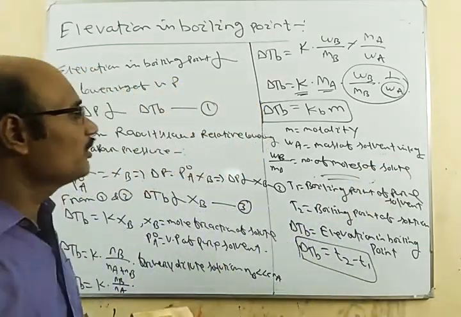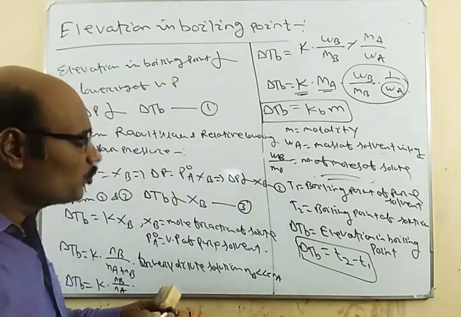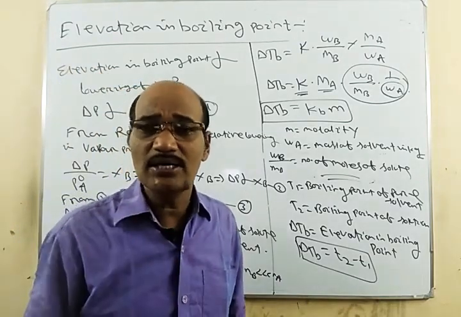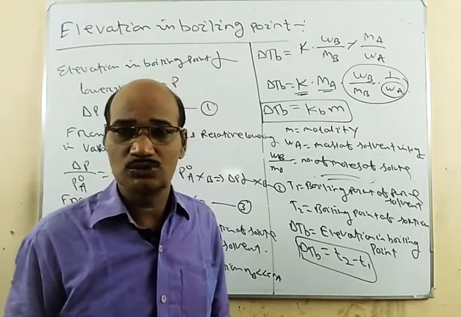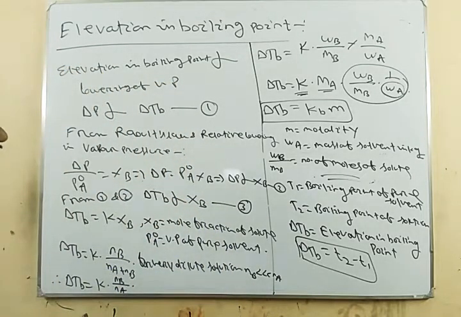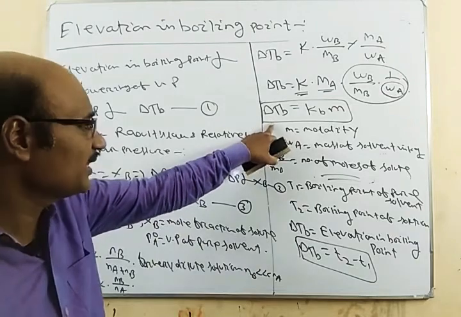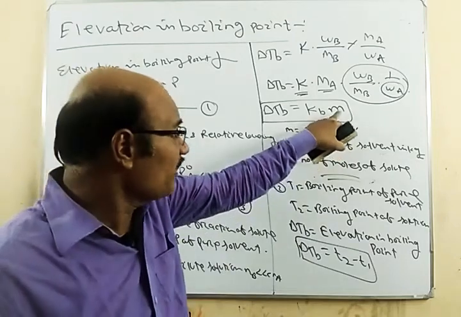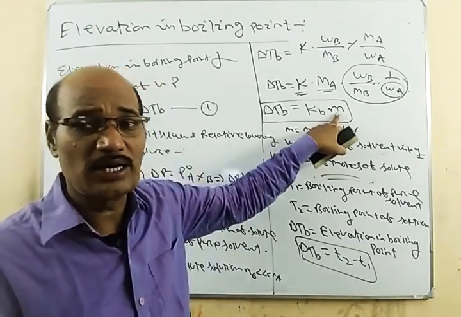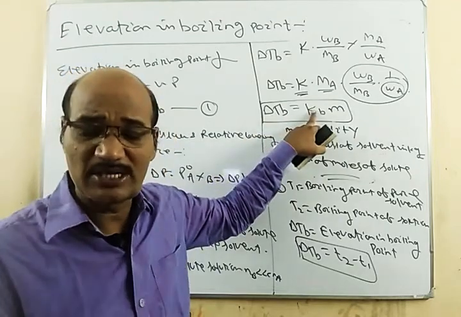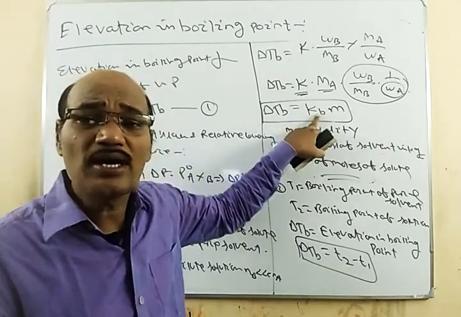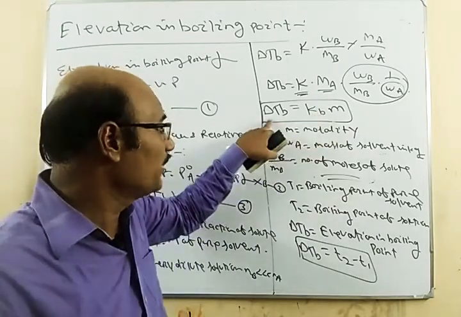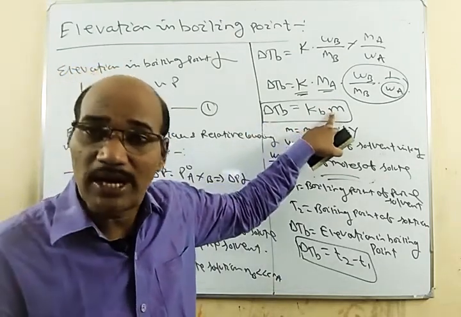Okay, so here delta TB equals Kb into m. This Kb is called what? Molar elevation constant or ebullioscopic constant. This is how you can obtain the elevation in boiling point: delta TB is equal to Kb into m. If molality m is equal to 1, then delta TB is equal to Kb. That is, the molar elevation constant or ebullioscopic constant is the elevation in boiling point of 1 molar solution.